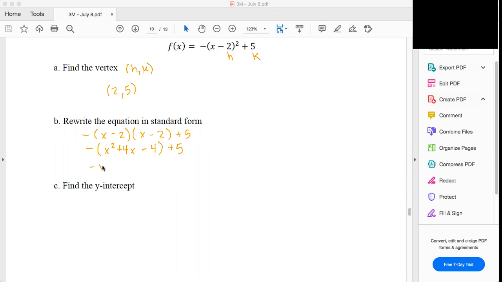Then we expand our negative here, so it just changes all the signs inside the bracket. And we're going to put our like terms together. So we are left with this. Again, for the y-intercept, you're going to put x as 0 in our equation.